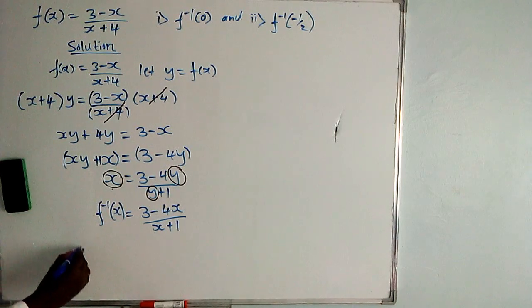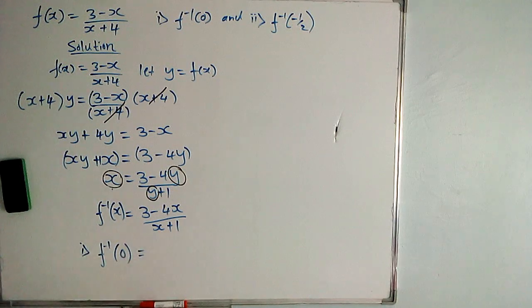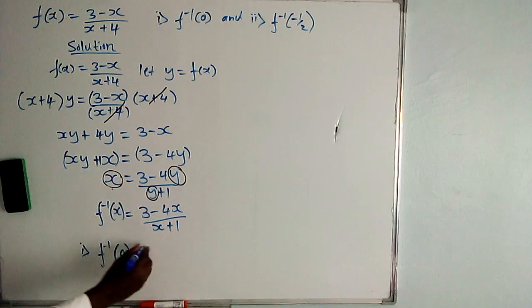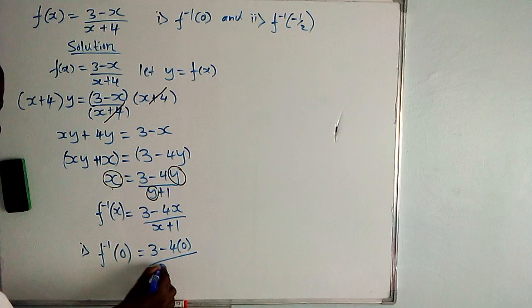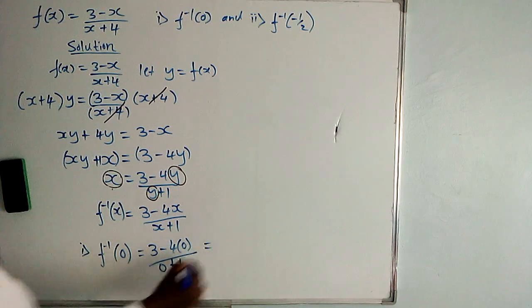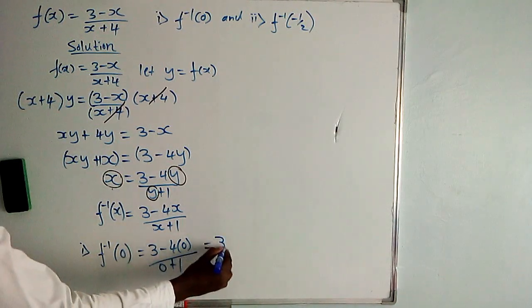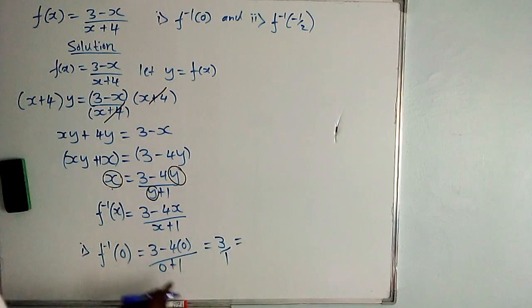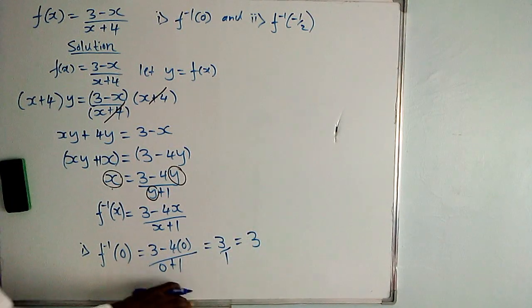Then part one, you have been told to determine the f inverse of 0. So f inverse of 0, where there is x, you put 0. So we are going to have f inverse of 0 to be (3 minus 4 into 0) over (0 plus 1). In the numerator you get 3, then in the denominator, 0 plus 1. So at the end, f inverse of 0 is 3, and you are done with that.